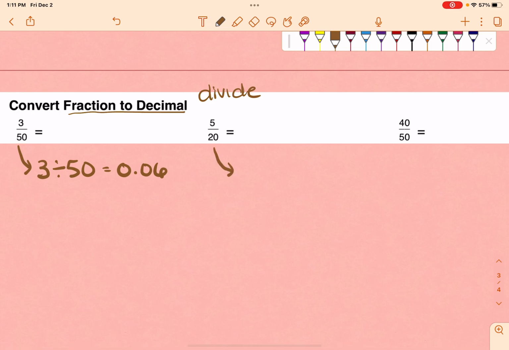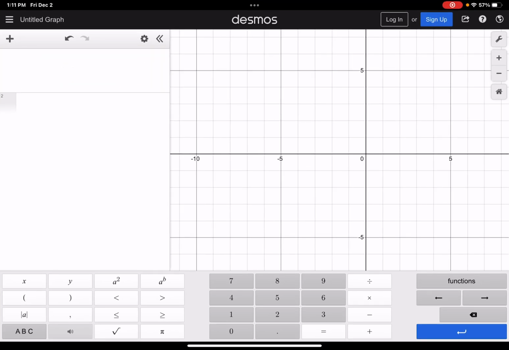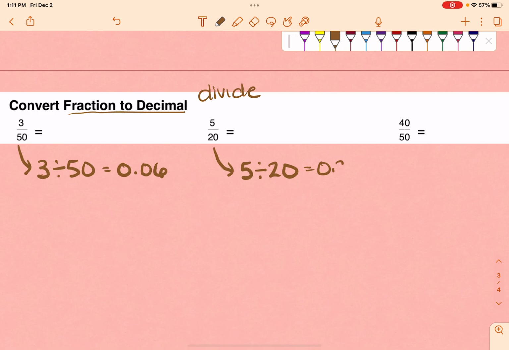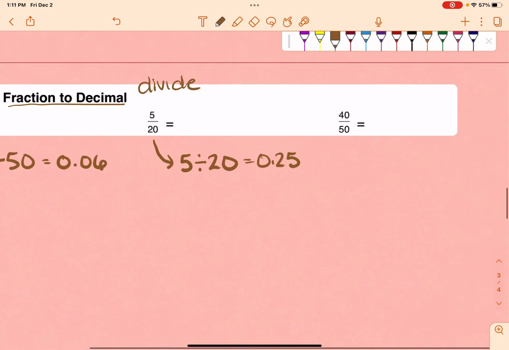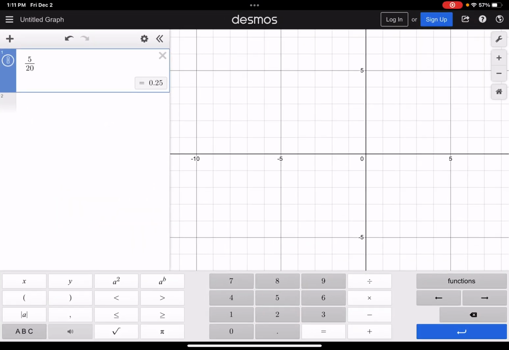Okay, so the next one is 5 divided by 20. So 5 divided by 20 is going to give me 0.25. And then this one is going to be 40 divided by 50. So I get 0.8.